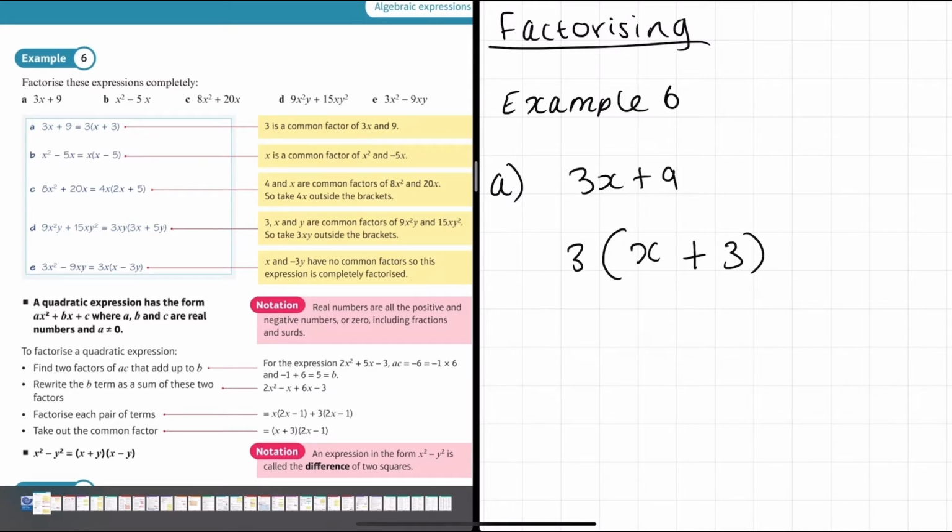We can check if we've factorized it correctly by expanding it. So 3 times x is 3x, and 3 times 3 is 9. So we know that we've done it correctly because we've got 3x plus 9. Let's try B.